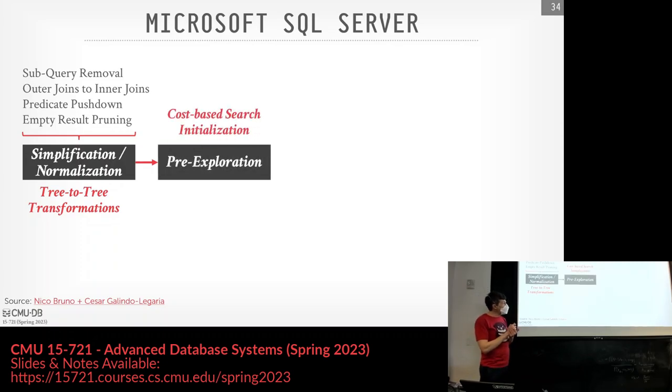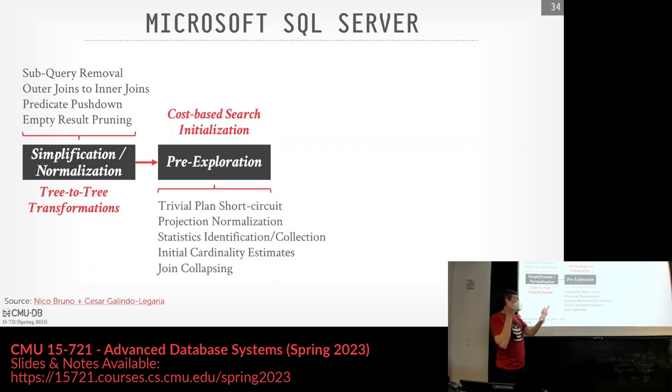Then you do a pre-exploration, and this is not actually applying transformation rules, but setting up the metadata or the information we need to then do the cost-based search. So this is sort of a rule, but they have code that looks for whether your query is super simple, like select star from a table on a primary key, where you have the primary key index. You don't need to do any additional planning. You short circuit the search right there and stop.